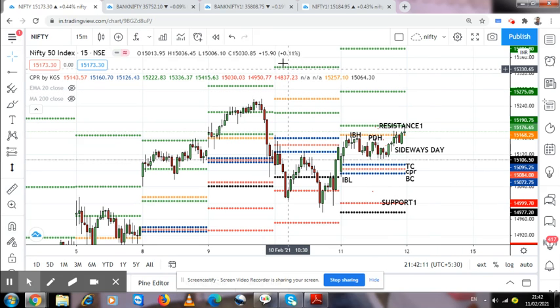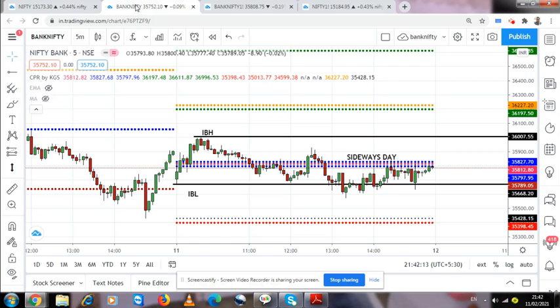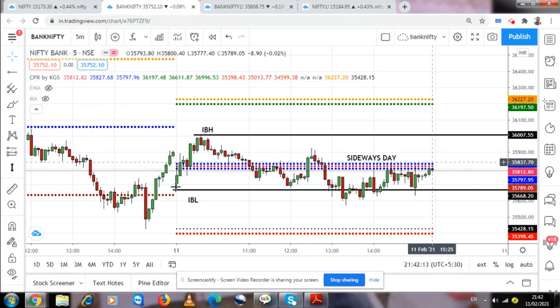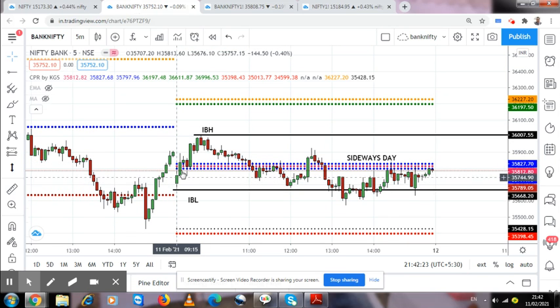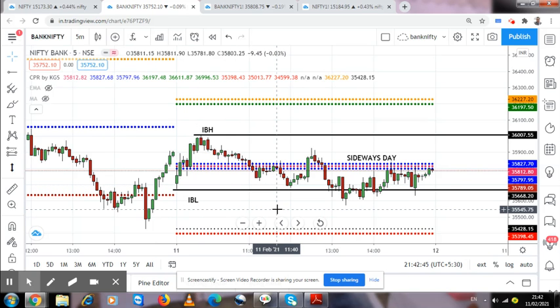Now quickly go and see the Bank Nifty chart. See, in Bank Nifty also it was a kind of sideways trade. This is the 5 minute candle, so you can see the 12th candle comes here. The initial balance high is 36,012 and the low is this one, 35,672. So you can see it was a kind of sideways trade. Not much action in Bank Nifty as well.